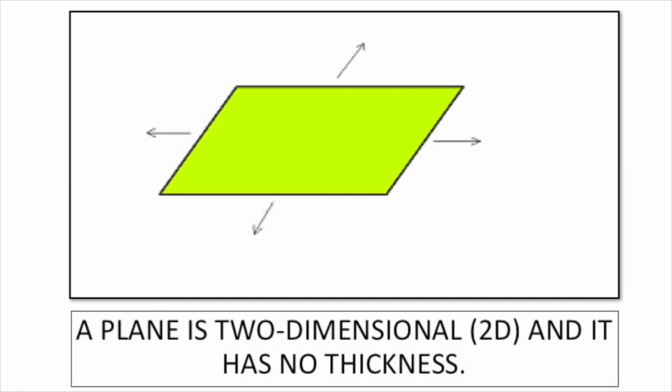A plane is 2-dimensional. And it has no thickness. Yes. You see here we have 2D. 2D stands for 2-dimensional. And the 2 dimensions we have are height and width. So height is 1 dimension, width is the 2nd dimension. No 3rd dimension, no thickness.